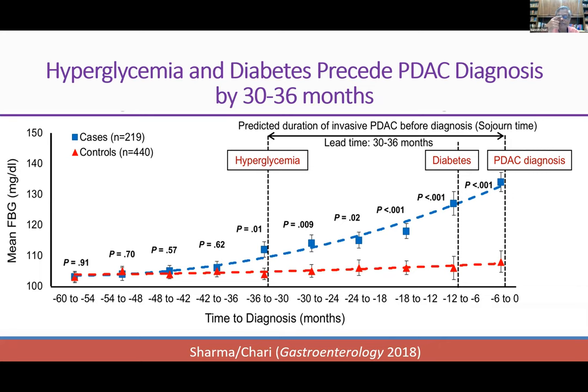This particular graph looks at fasting glucose over time, and the time intervals are 6 monthly here. In the cases and controls, the blood sugar is abstracted from the charts and plotted over time. It shows that between 30 and 36 months, the glucose level in pancreatic cancer is significantly higher than in controls, and by about 12 months or so, it crosses the diabetes threshold. So that's about the lead time for diabetes and pancreatic cancer.